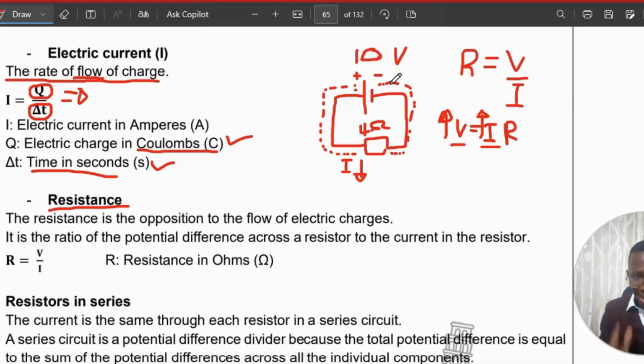So now I've just debunked what current, what potential difference is, and what resistance is. In my second video, I'm going to be doing resistors in series, resistors in parallel, and how they affect current and potential difference. So stay tuned for the next video. I'm going to be posting it consecutively with this one. So I'm going to be posting this one now, then I'm going to be posting the second video, which is going to be a practical application of what I did in the first video.